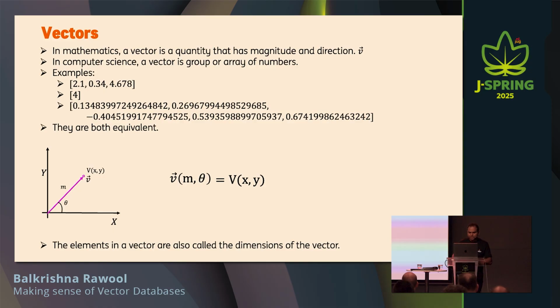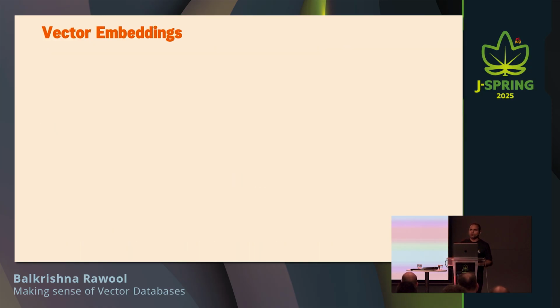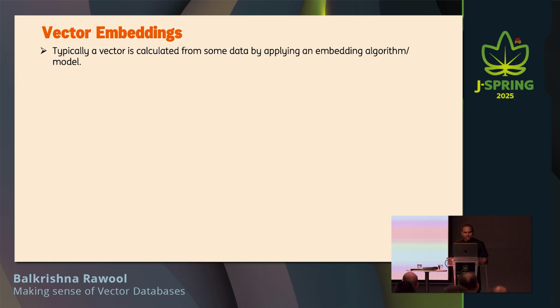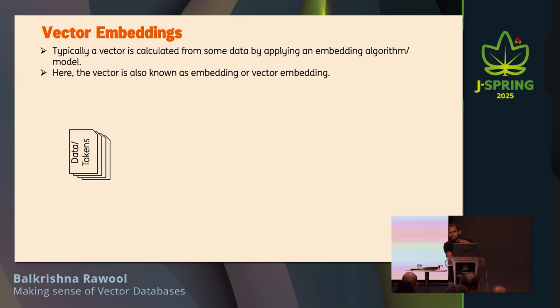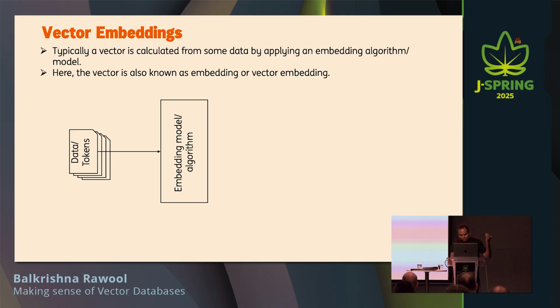OK, now that we have basic understanding of a vector, let's see what are vector embeddings. So typically, a vector is calculated from some data by applying an embedding algorithm or embedding model. And the resulting vector is known as embedding, vector embedding, or simply as vector. So what we have is data or tokens. We let them pass through an embedding model or embedding algorithm, and we get a bunch of vectors. Typically, we put them in a vector database.